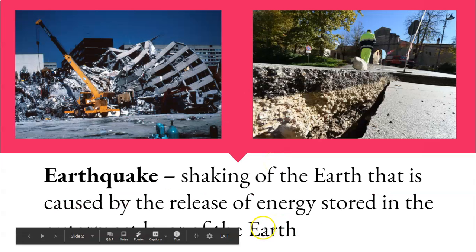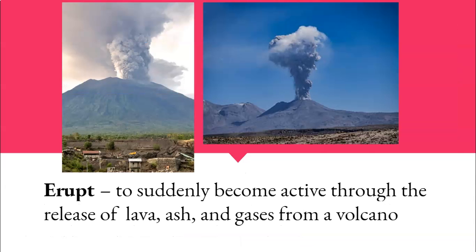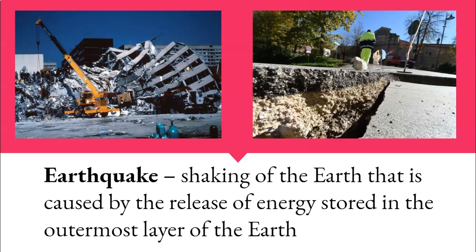We have earthquake: shaking of the earth that is caused by the release of energy stored in the outermost layer of the earth. Okay, and here are some pictures of what happens with an earthquake. So an earthquake is when the earth is shifting and moving, and it does a lot of damage. We don't really get earthquakes around here in Texas. They're predominant in other regions in the United States and in other places of the world.